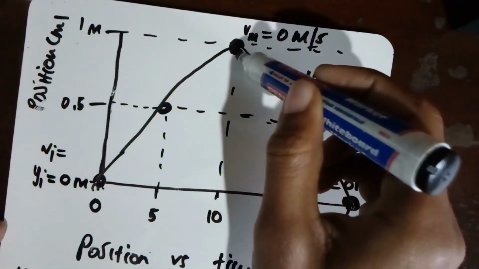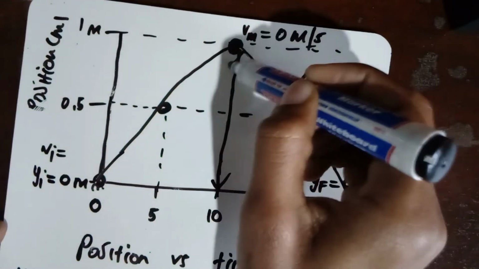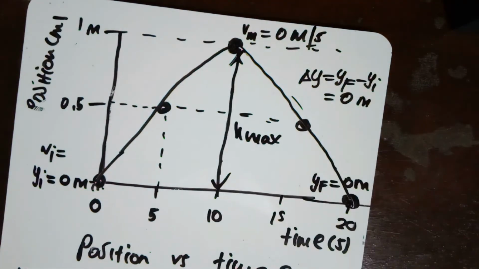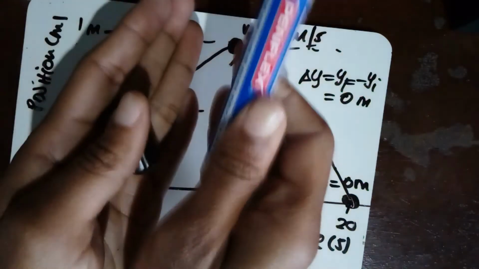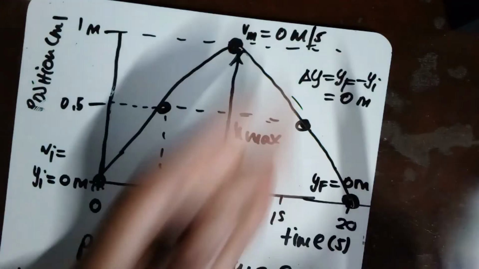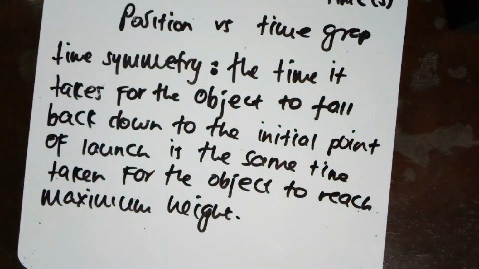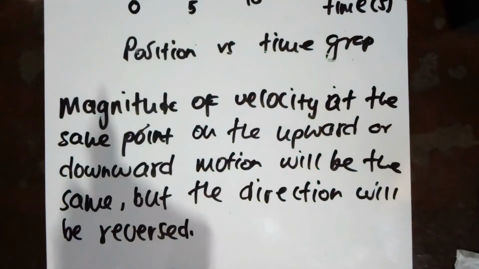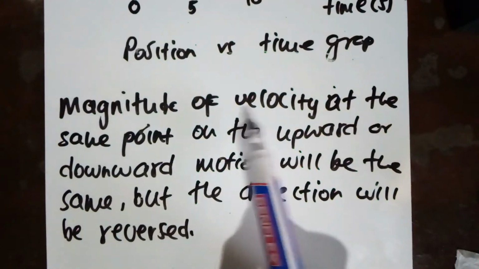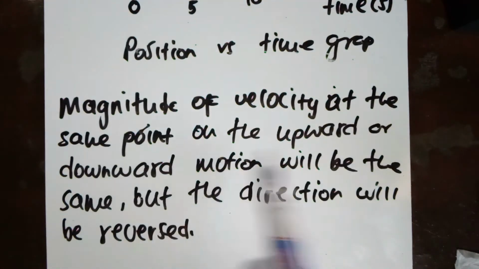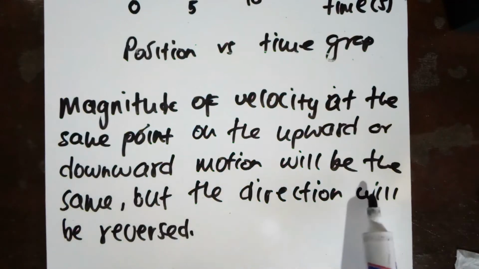So this, remember, will just be maximum height. Let's call it H max. So the time from here to here is the time from here to here. So that is something that you need to know. The next thing that is important to know is the magnitude of the velocity. In terms of velocity, the magnitude of velocity at the same point on the upward or downward motion will be the same. The only difference will be that the direction will be reversed.